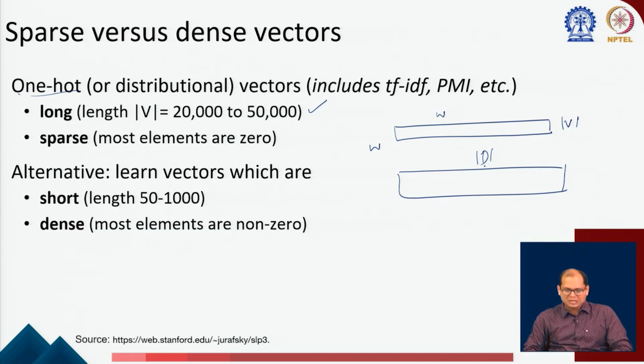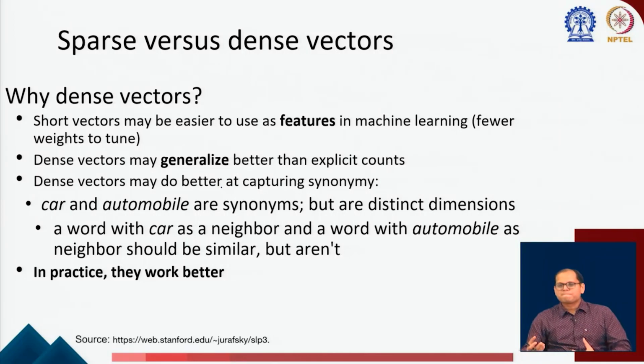So, they have huge dimensions, and both of them are sparse, most of the elements will still remain 0. Now, the alternative is, can we use vectors which are shorter in length, say 50,000, and they are dense, not sparse, with most elements non-zero? That is where we use embeddings, the dense vectors. Short vectors help because the input to my machine learning model becomes smaller, the dimensions become small. So, it is easier to use them as features, because you have fewer weights in the model, and they typically generalize well, because synonyms will have similar vectors.